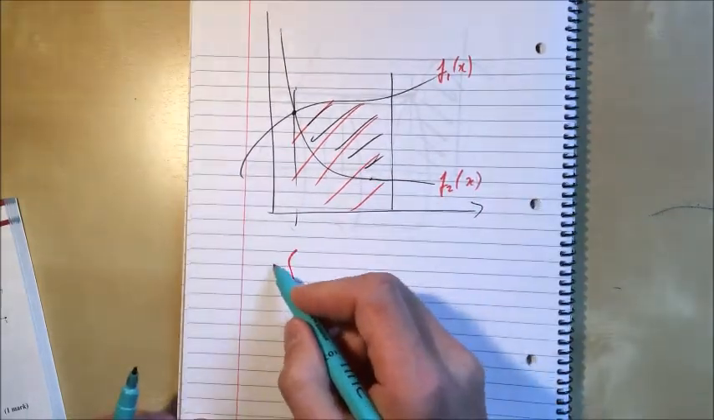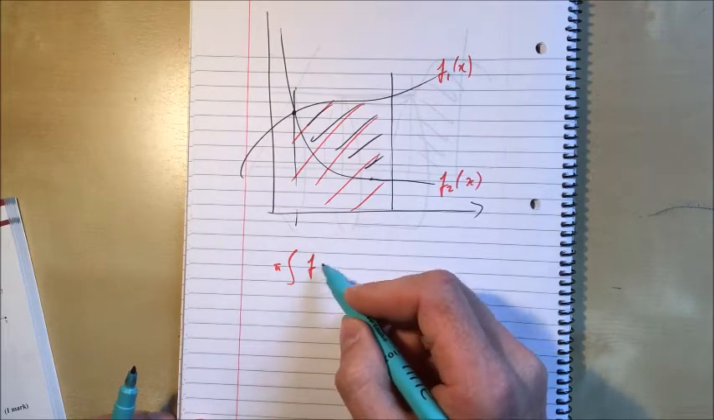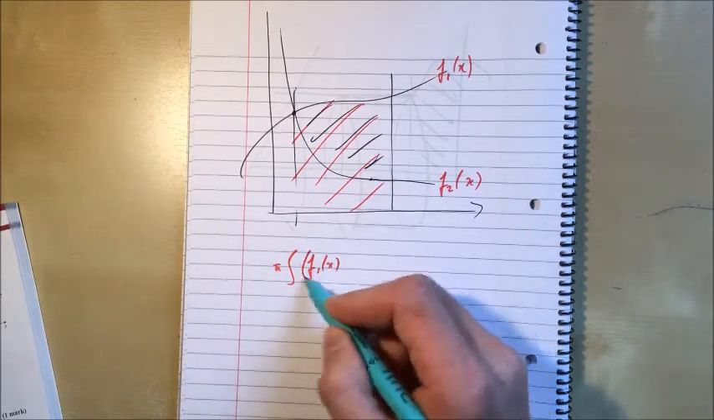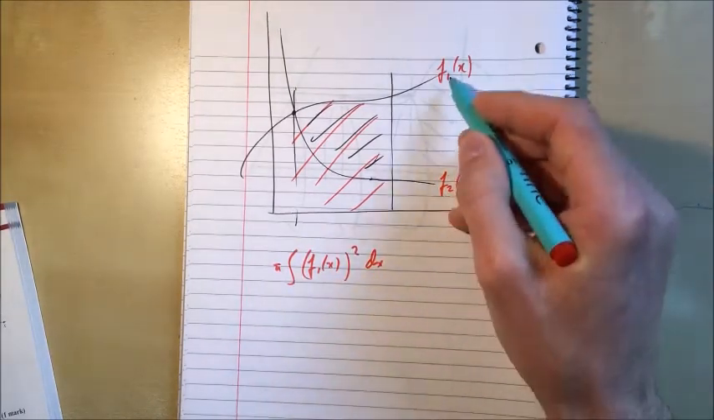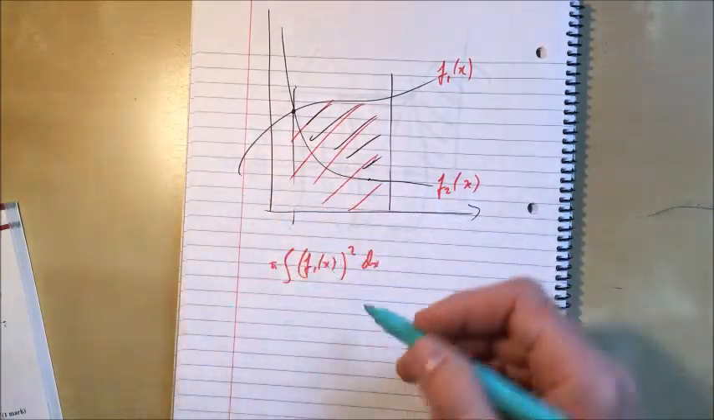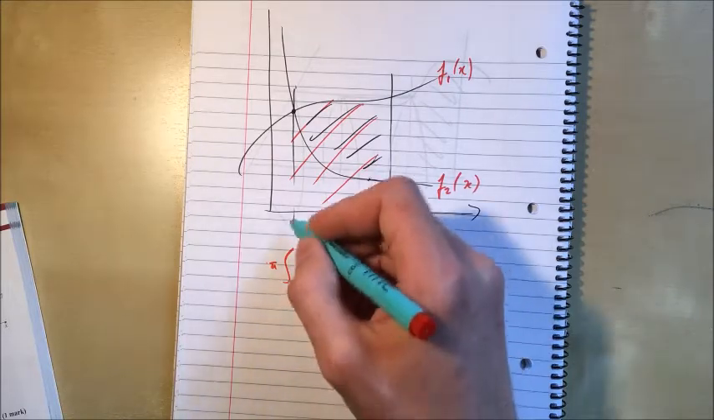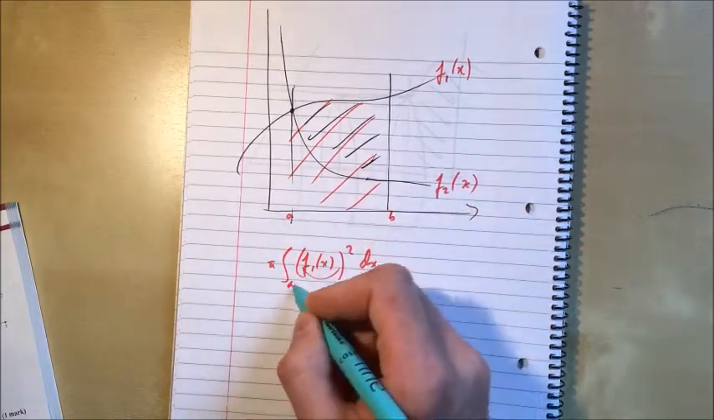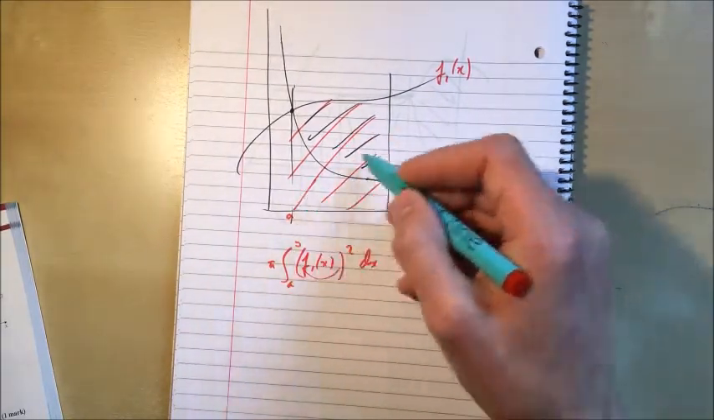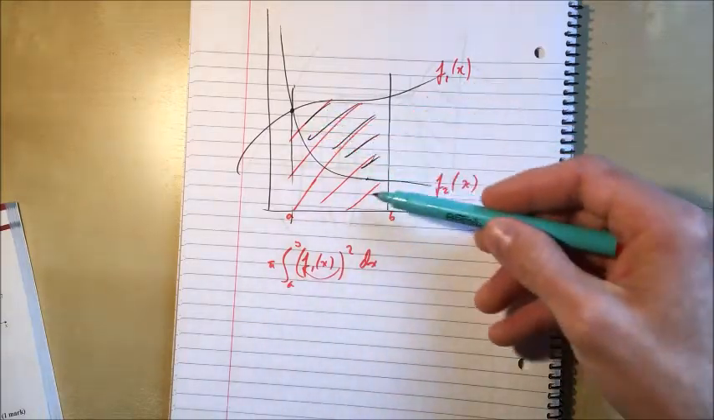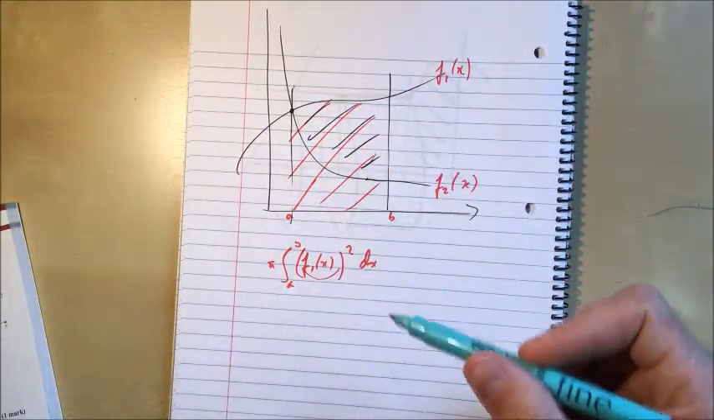Well, I can integrate pi times f1 of x squared with respect to x. So whatever f1 is, in this case I think it happens to be square root of x, take square root of x, square it, and integrate from a to b. And that will tell me the volume of revolution that I get when I take this red shaded area and I rotate it around the y-axis.